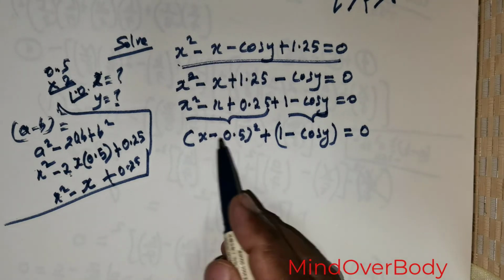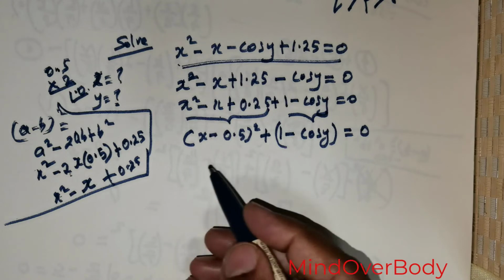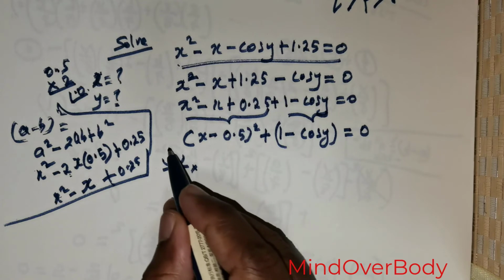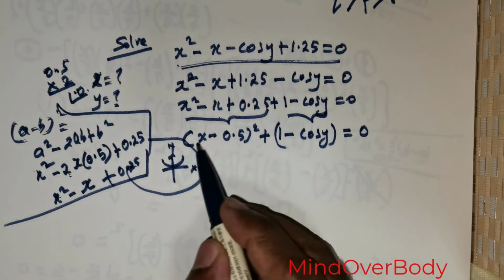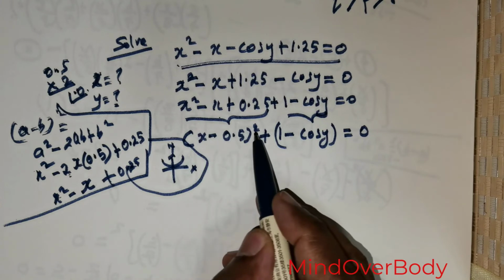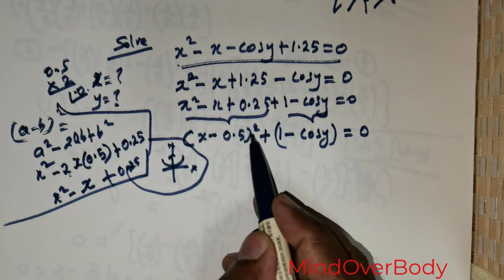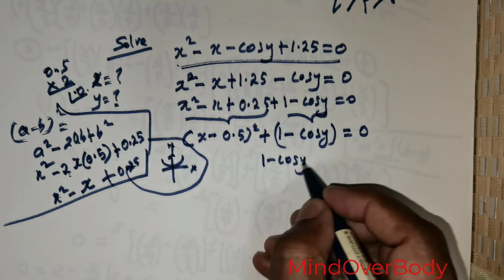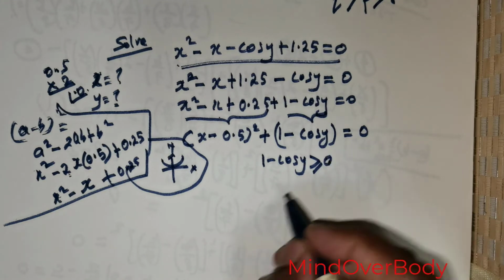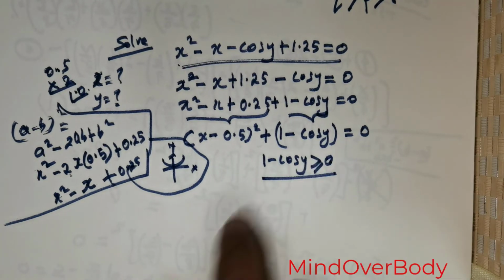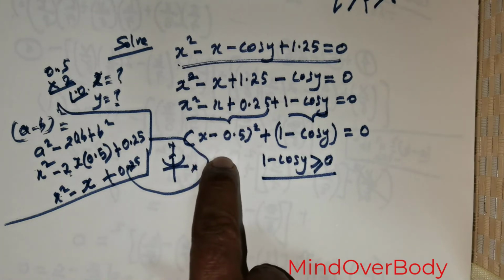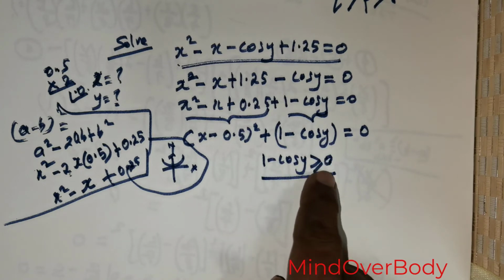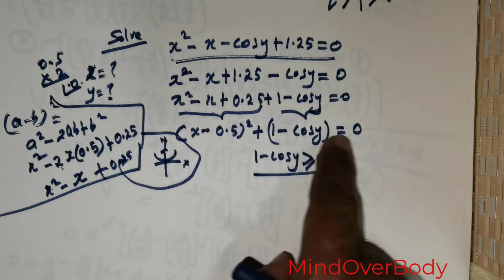Now this is a parabola of this form. This is the x-axis and this is the y-axis, and you can clearly see it is a perfect square, x negative 0.5 raised to the power of 2. Now if you observe 1 negative cos y, this is always going to be greater than or equal to 0, right? This is a positive quantity. Now x negative 0.5 squared added with 1 negative cos y, which is always greater than or equal to 0, should produce a 0.